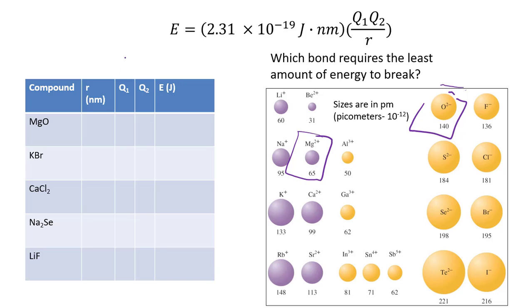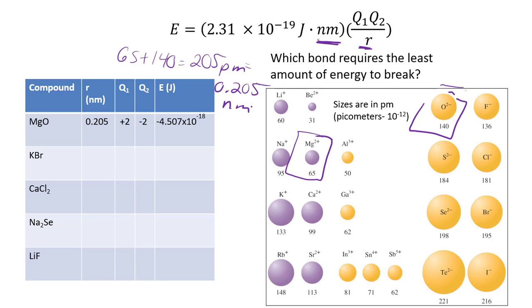So what's our radius? 65 plus 140 is going to give us 205, but that is picometers. And if you notice here, our radius needs to cancel out the nanometers on this constant right here, which means our picometers needs to be converted into nanometers. To do that, just move the decimal over 3, so that equals 0.205 nanometers. And we're able to see that this is exactly what we filled into the table here.